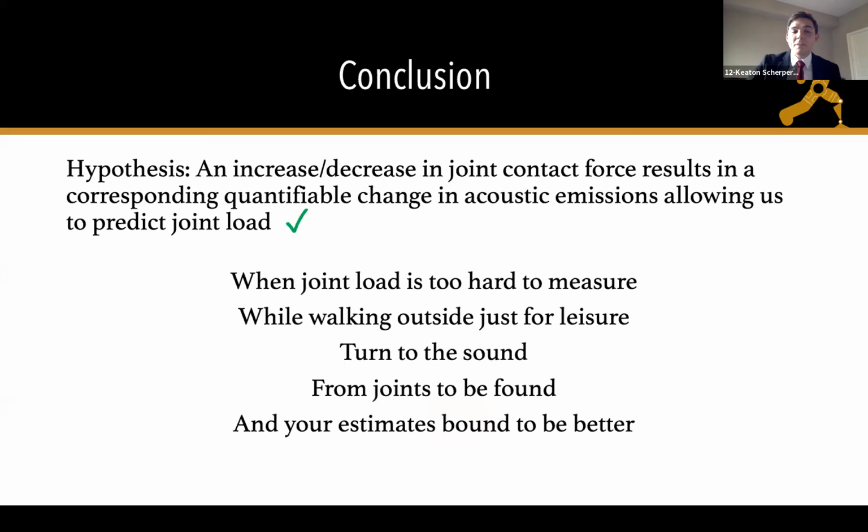So remember, when joint load is too hard to measure while walking outside just for leisure, turn to the sound from joints to be found and your estimates bound to be better.